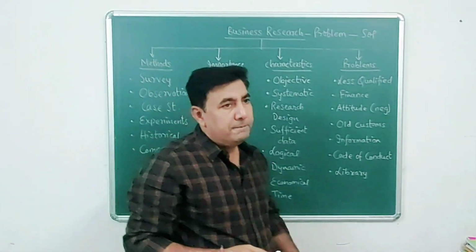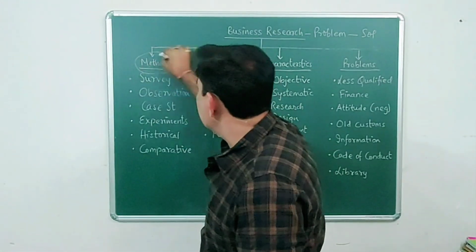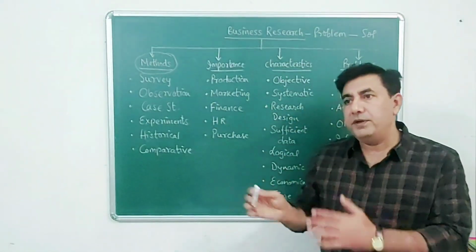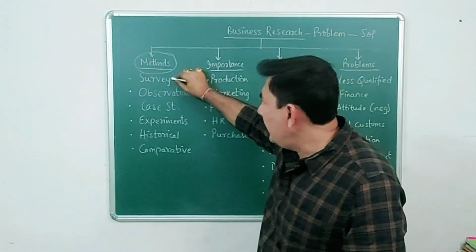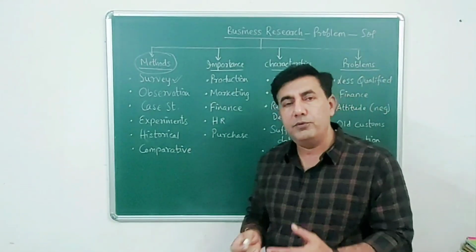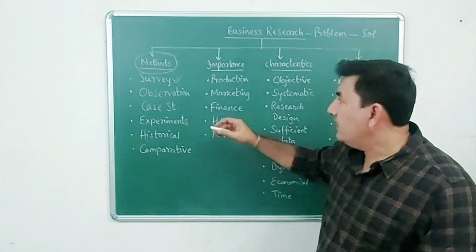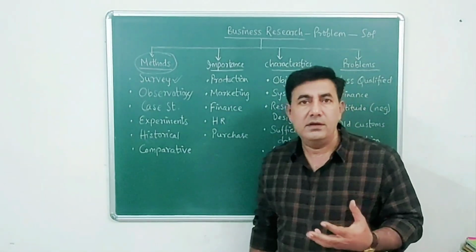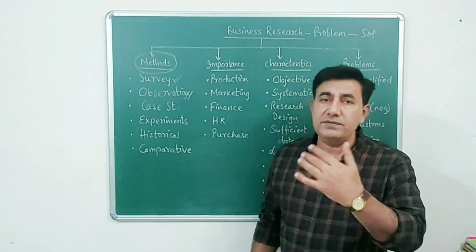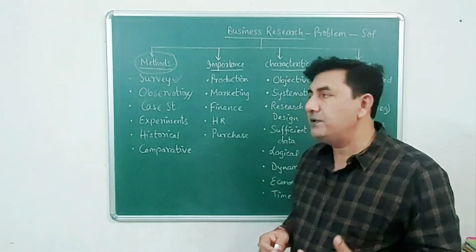Now, the first thing that you should try to learn from here is the different methods of research. What are the different ways in which we can conduct research? So the first one is a survey. We can conduct a survey of the population of the concerned individuals. Then comes observation. We can also study the behavior and activities of other persons and observe how they behave in a particular situation.